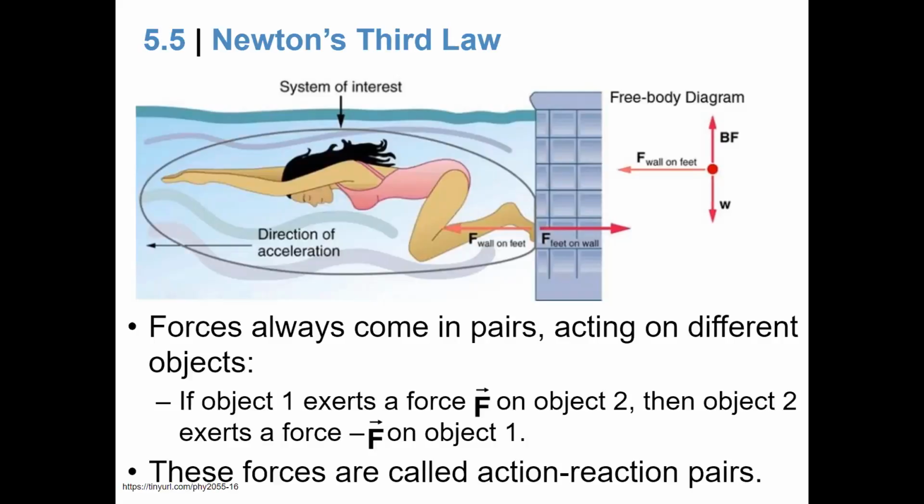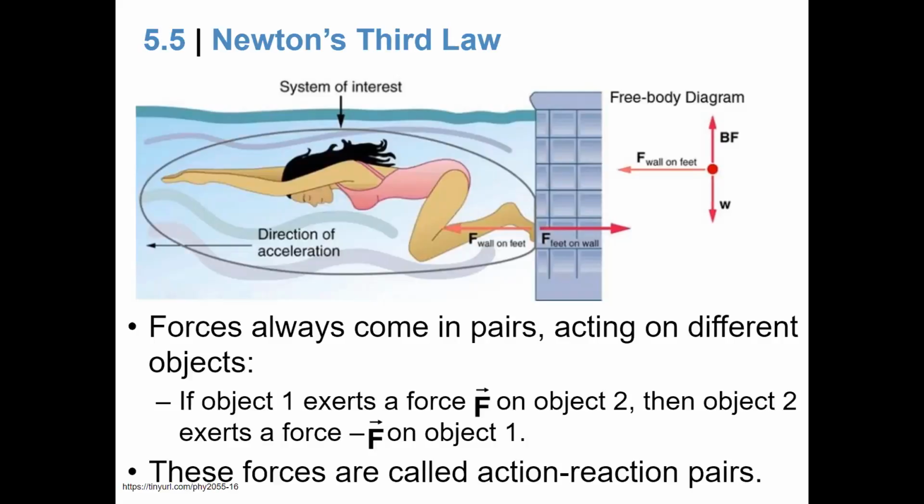It says forces always come in pairs, acting on different objects. So when you see a force, you can find another counter force of it. But those two should be acting on different objects. There's one force acting on the wall, and then the wall is exerting a force on the feet. So on different objects. And these forces are called an action and reaction pair.